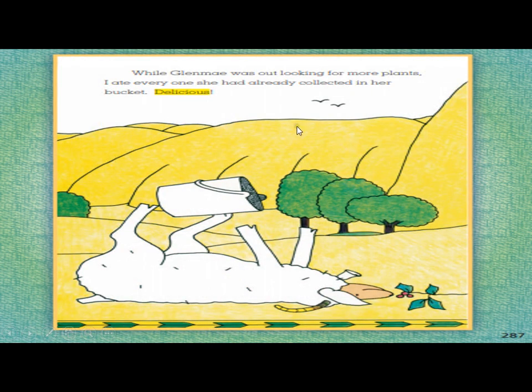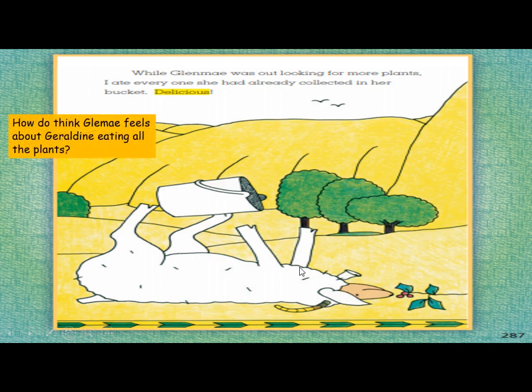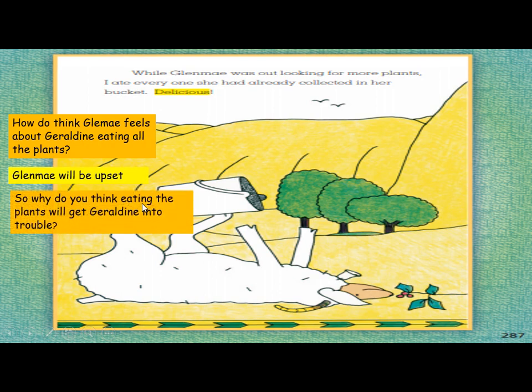Page 287. While Glen May was out looking for more plants, I ate every one she had already collected in her bucket. Delicious. It was yummy for Geraldine. So, how do you think Glen May feels about Geraldine eating all the plants? She will be super upset. So Glen May will be upset. But why? Why do you think eating the plants will get Geraldine into trouble? Because she will have no plants to make a dye for the wool. So Geraldine will be in trouble.